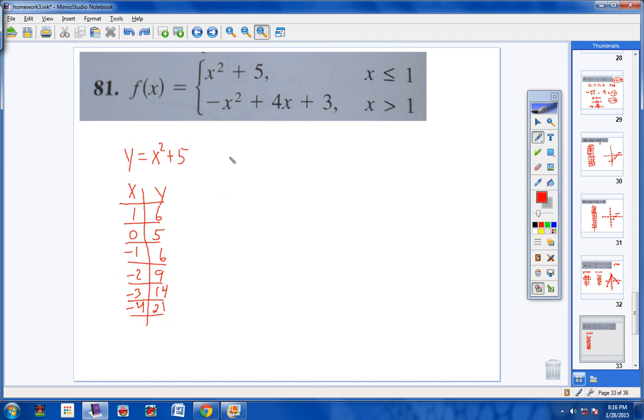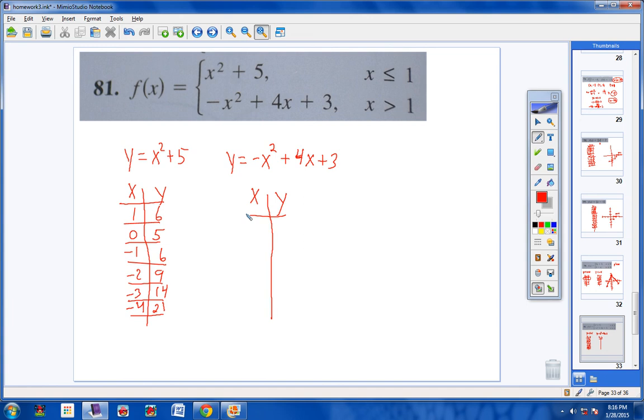Now, let's go ahead and look at our next function, which is y equals negative x squared plus 4x plus 3. Okay, now I'm going to give you a little tip here, guys, or a little hint. Use your graphing calculator all that you want to, okay? I mean, use it like crazy. There's nothing wrong with that. So that's what I'm going to do. I'm going to get my graphing calculator all set up. And let's see.